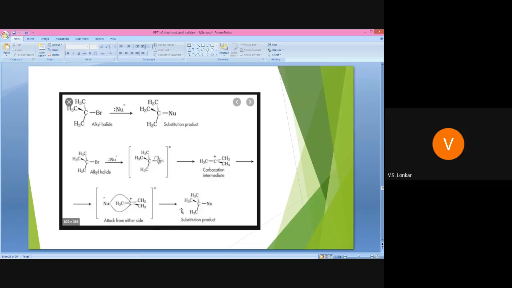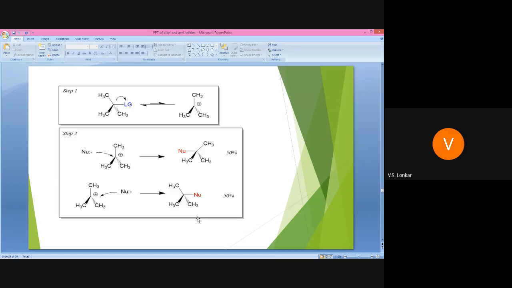And here we get the product. See the first step and second step, just see the mechanism. First, the leaving group is eliminated and a carbocation forms. In this carbocation, the nucleophile attacks either from the back side or from the front side. Front side means the side on which the leaving group is present. Back side means the side opposite to the leaving group.